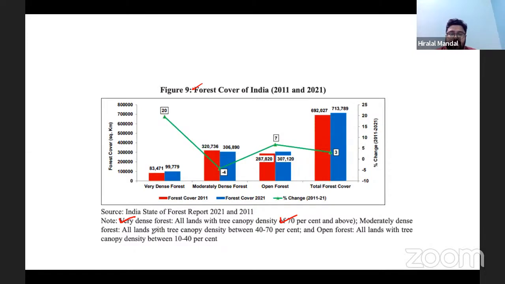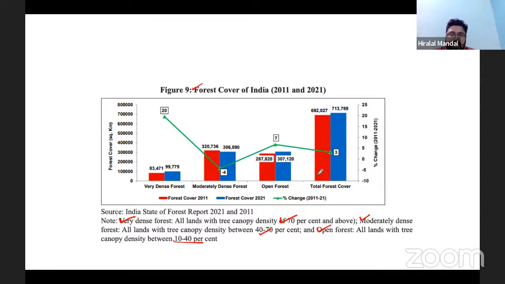It is a moderately dense forest if the tree canopy is between 40 to 70%. And it is an open forest if the density of the tree canopy is in the range of 10 to 40%.